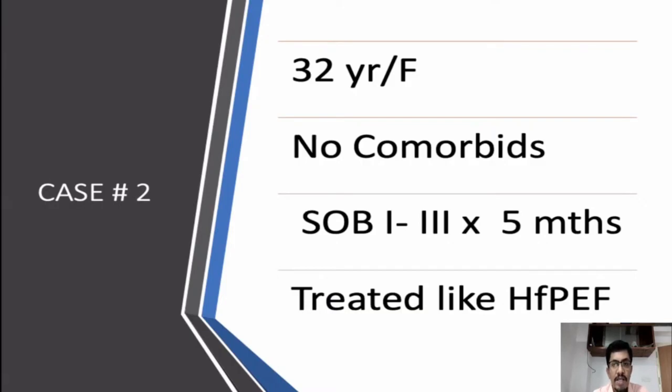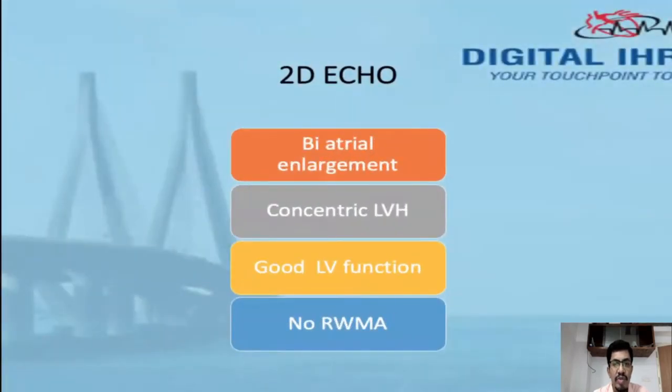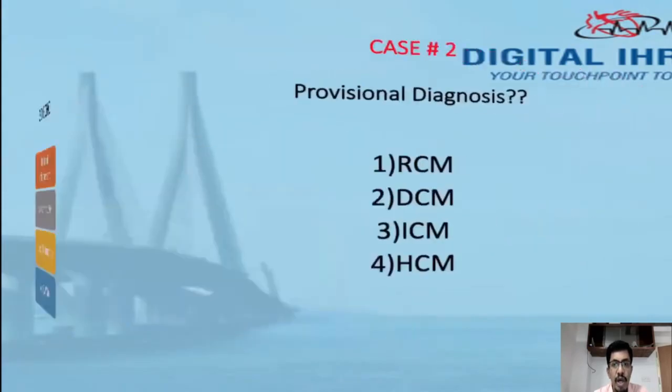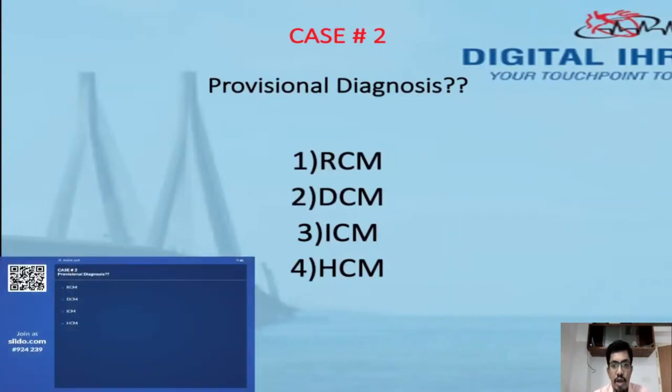The second case is a 32-year-old lady. She has no comorbids. She has a classic slowly progressive shortness of breath, class 1 to 3 over the last 5 to 6 months. She was treated like a HFpEF patient because her 2D echo revealed a biatrial enlargement, concentric LVH, good LV function with no regional wall motion abnormality. Now, what would be your presumptive diagnosis for this young girl? These are your options.